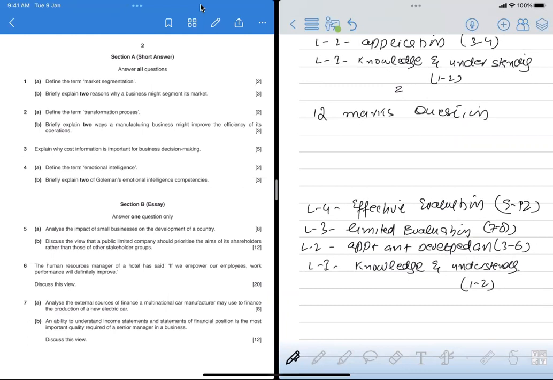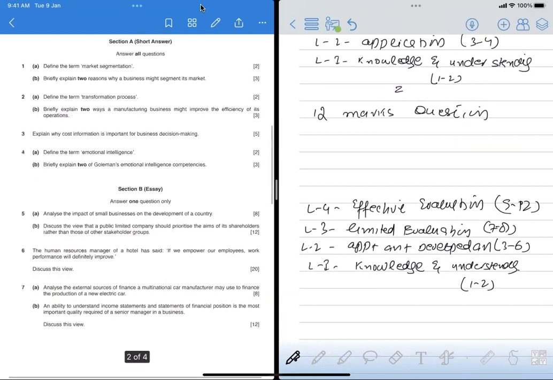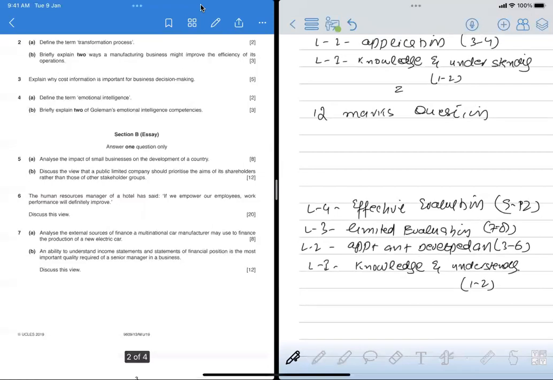Now, what does this mean? Look at the question. We'll try to understand this situation. But please remember that the level 4 of the 8 marks question is achieved in the 12 marks question only till level 2. Okay, discuss the view that the public limited company should prioritize the aims of its shareholders rather than those of the stakeholder groups. The public limited company and the shareholders are the specifications in that.